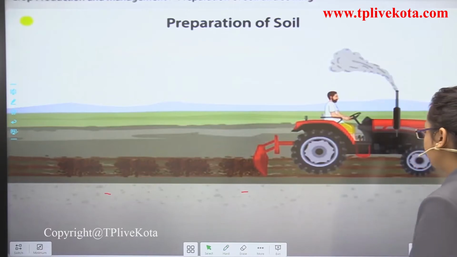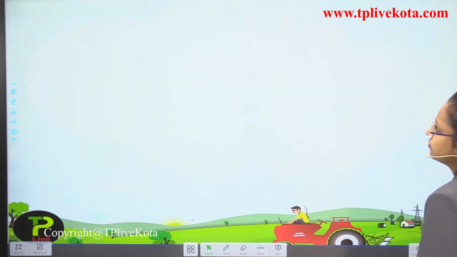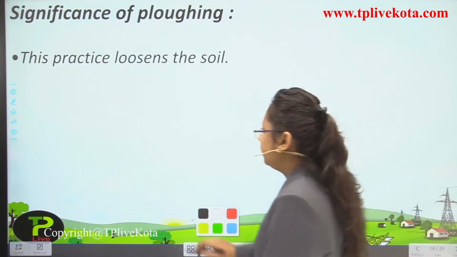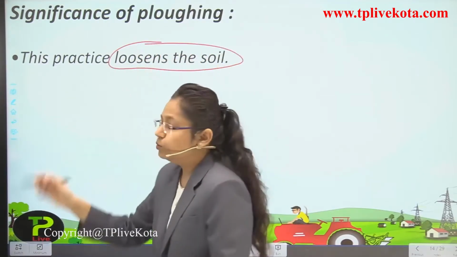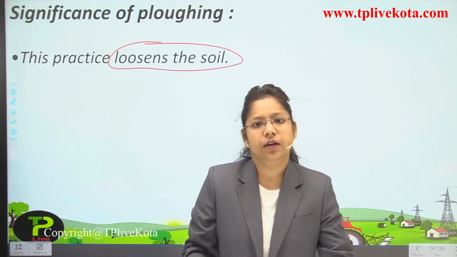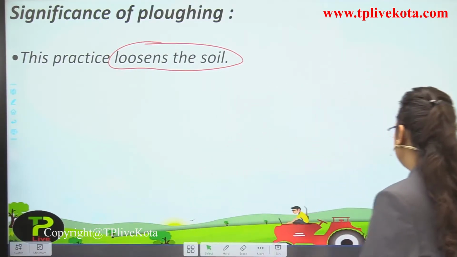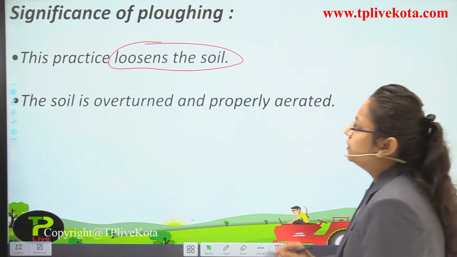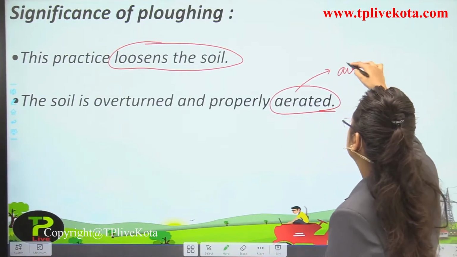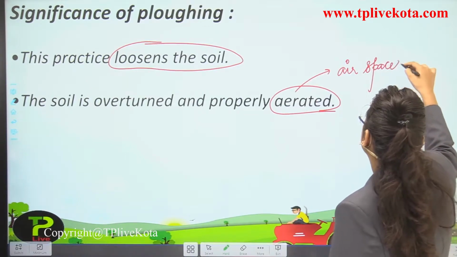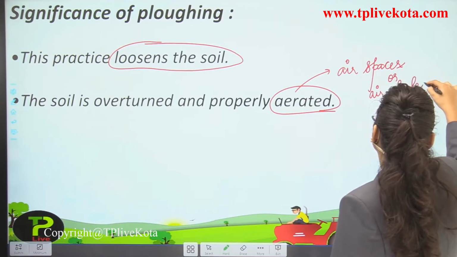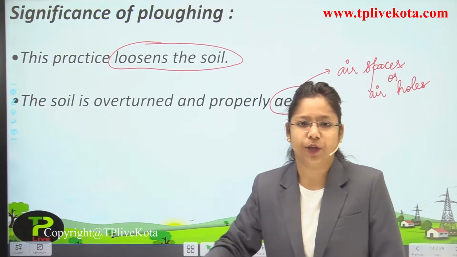Now we are moving on towards the next slide, that is the significance of plowing. Now what is the significance? First significance is that it loosens the soil. Loosening the soil means the nutrients which are present below in the soil get an upward movement, and the earthworms also, the microbes also. The soil is overturned and properly aerated. Aerated means air spaces or air holes are created because of the plowing process.